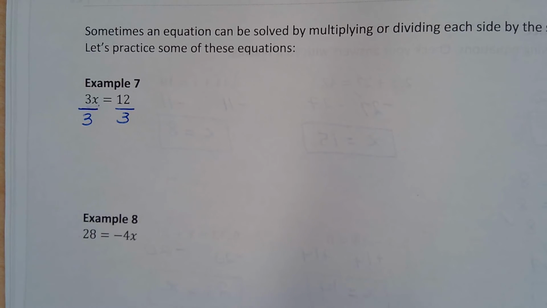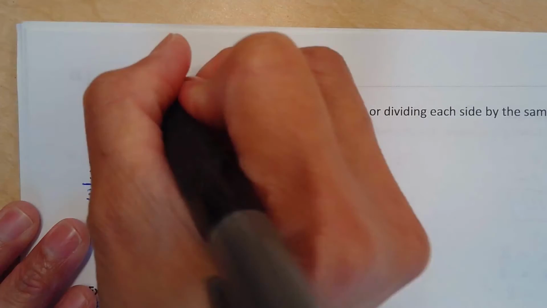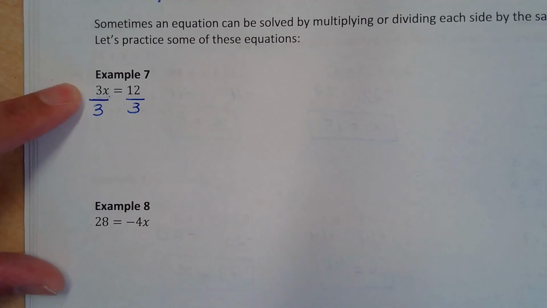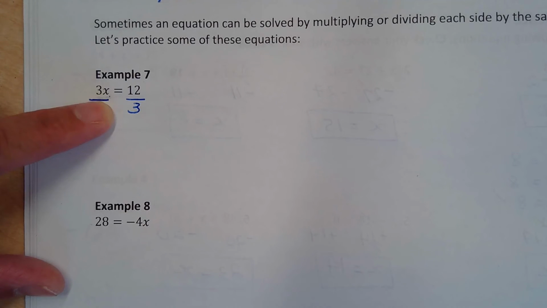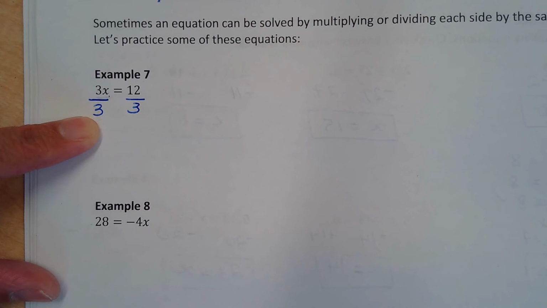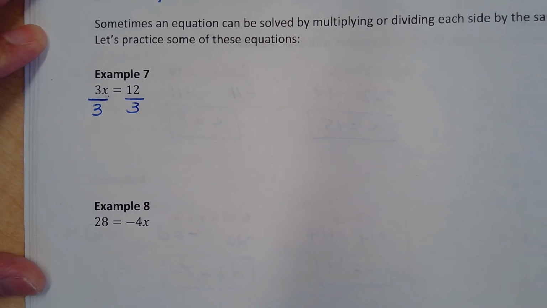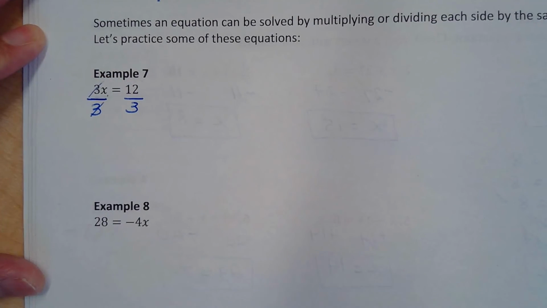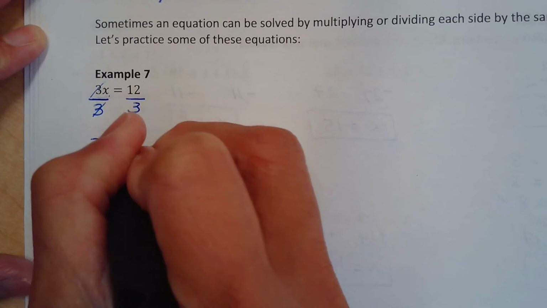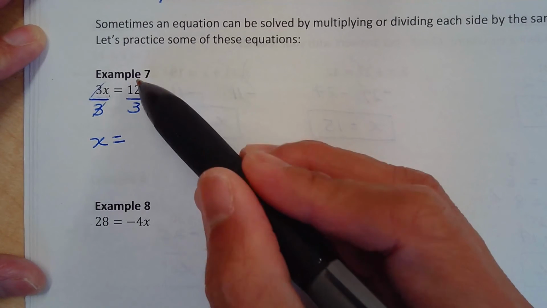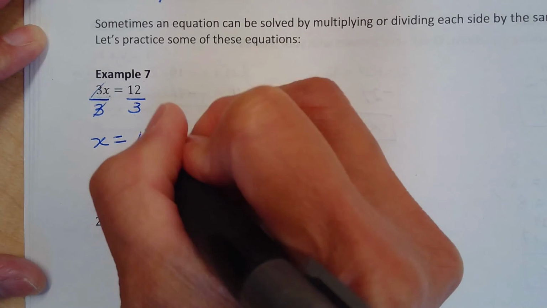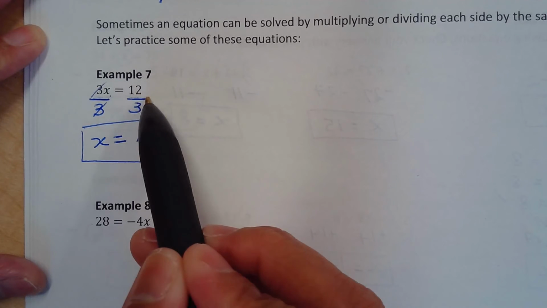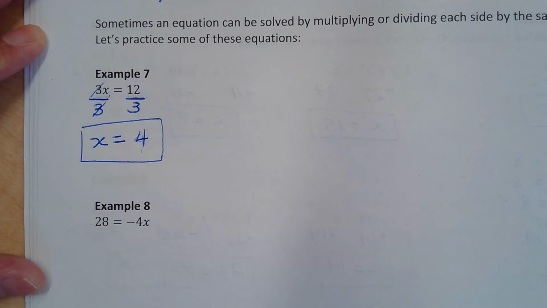Because I know some people might use a division sign looking like this, right? We're going to use this way, a slash or a line over 3. Okay, so now 3 divided by 3, they cancel each other out, so we're left with x. X equals, on the right side, 12 divided by 3, which is 4. So 4 is the answer.